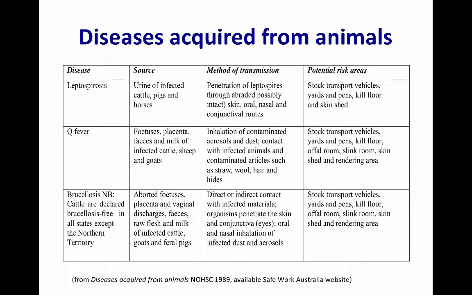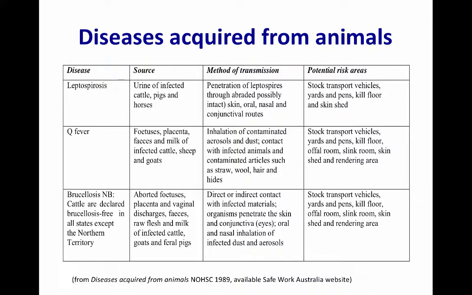This table is from the National Occupational Health and Safety Commission's Diseases Acquired from Animals from 1989. It shows common zoonoses related to work. Now this is an old but still current publication and it's available from the Safe Work Australia website.